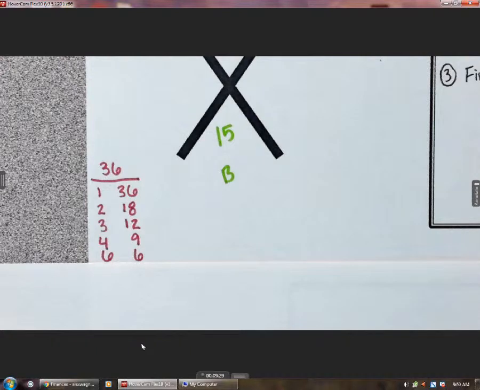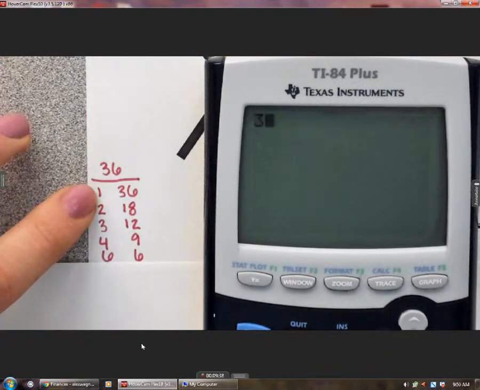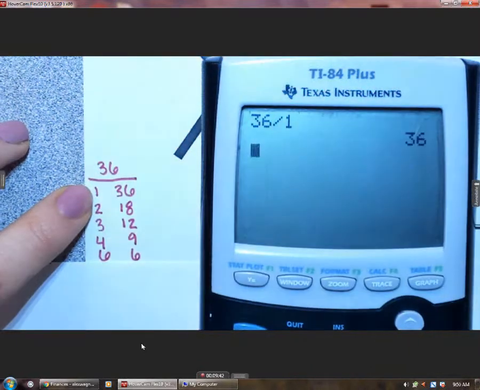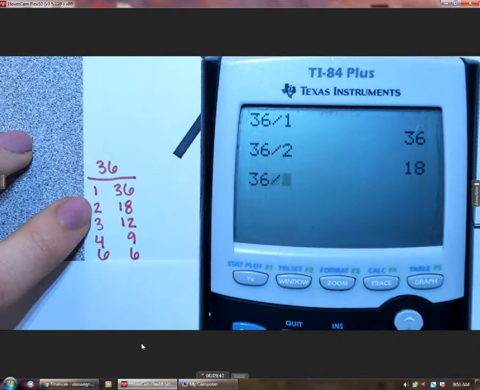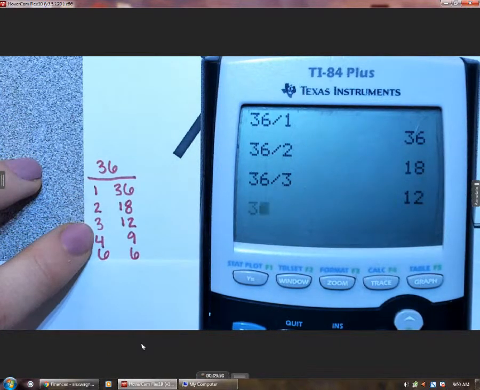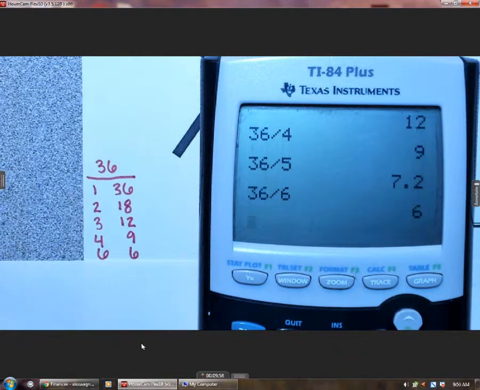Sometimes you're going to have numbers like 250, and you're going to be like, I don't know if 3 goes into 250. So this is where your calculator would come in handy, and you might have to just do 36 divided by 1, and then 36 divided by 2, and then 36 divided by 3, and 36 divided by 4, and 36 divided by 5. Did that one work? Nope. 36 divided by 6. How do you know when you're done?